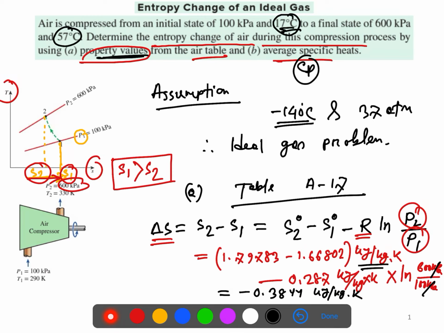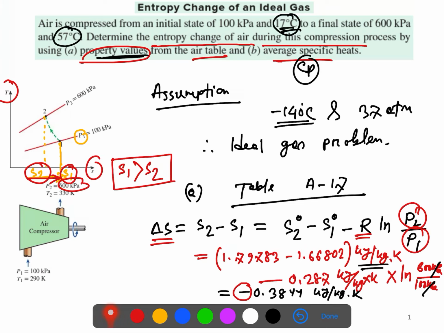That's actually the solution. It's very straightforward. You do not need to do a lot of calculations. If you know this expression, then you can easily get it. And I showed you that we calculated the S naught values from the property table. Here you can see it is negative, and I already discussed earlier why it is negative.